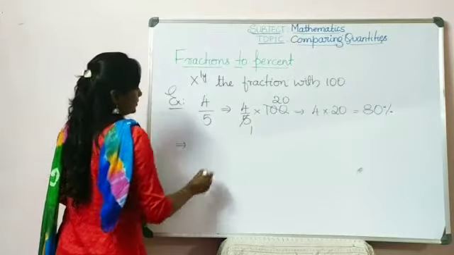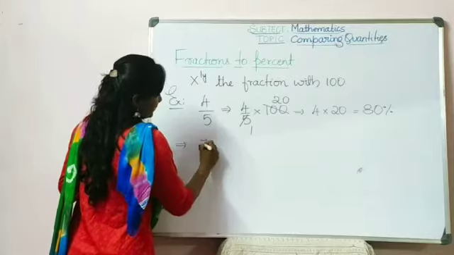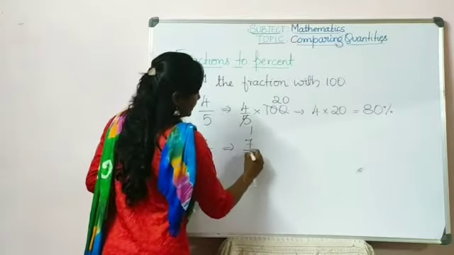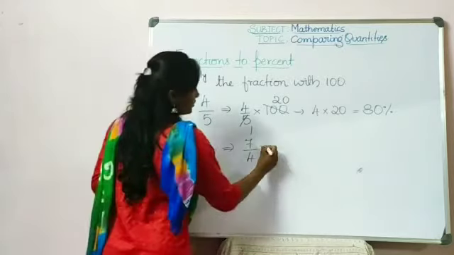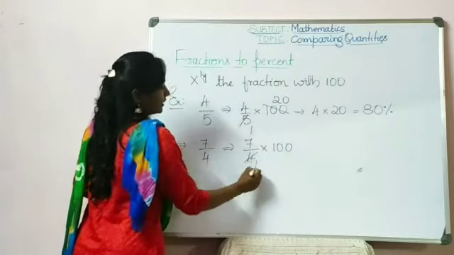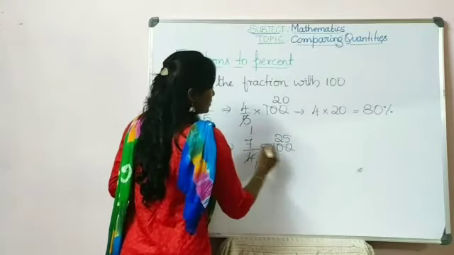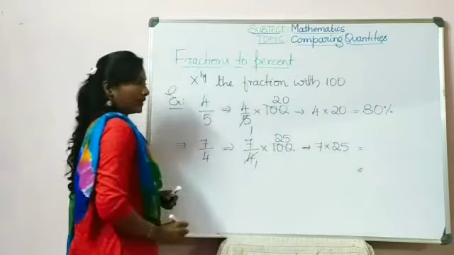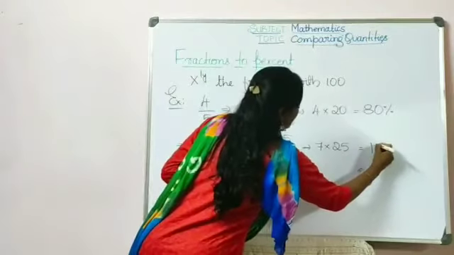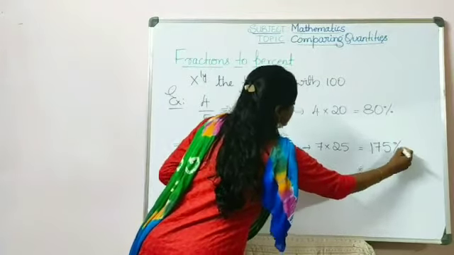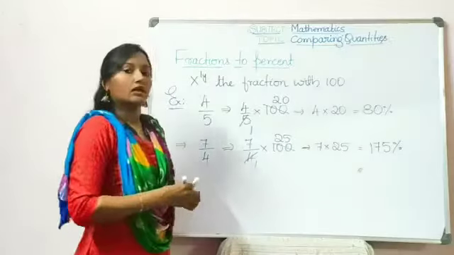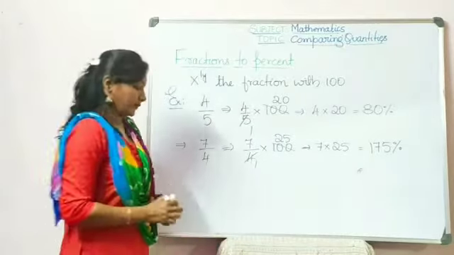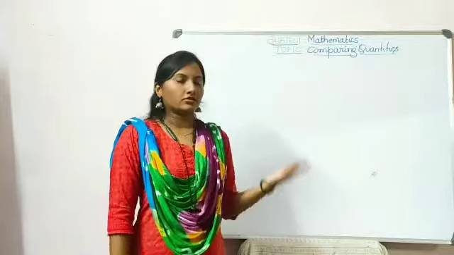And I take one more example, say 7 by 4. So if I take 7 by 4, again this fraction should also be multiplied by 100, and I get 4 ones are 4, 4 twenty-fives are 100. So here I get 7 into 25. So what is 7 into 25? It is 175%. So percentage can be more than 100% also. There are chances, so it is nothing wrong in that. So we learned how to convert fractions to percent.